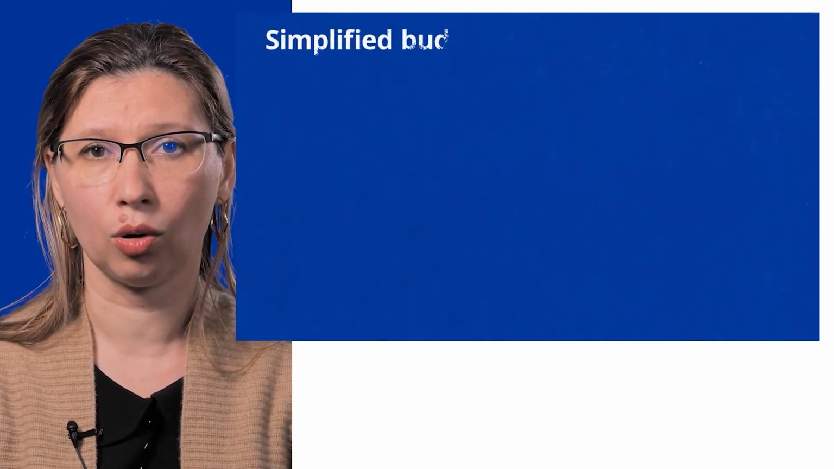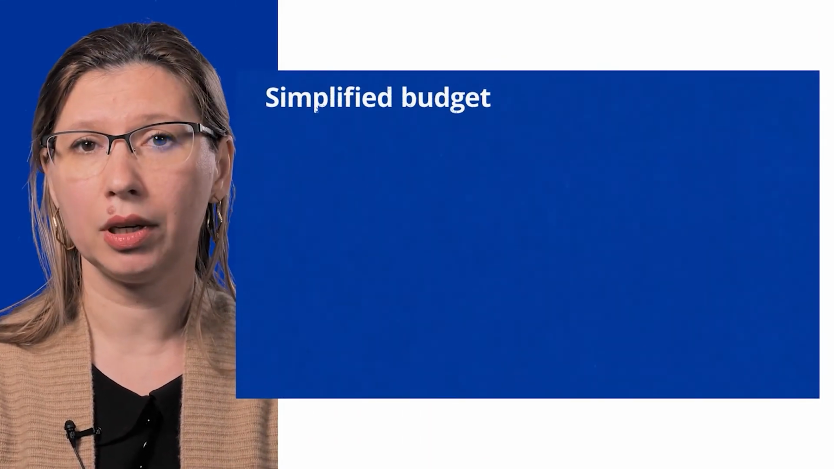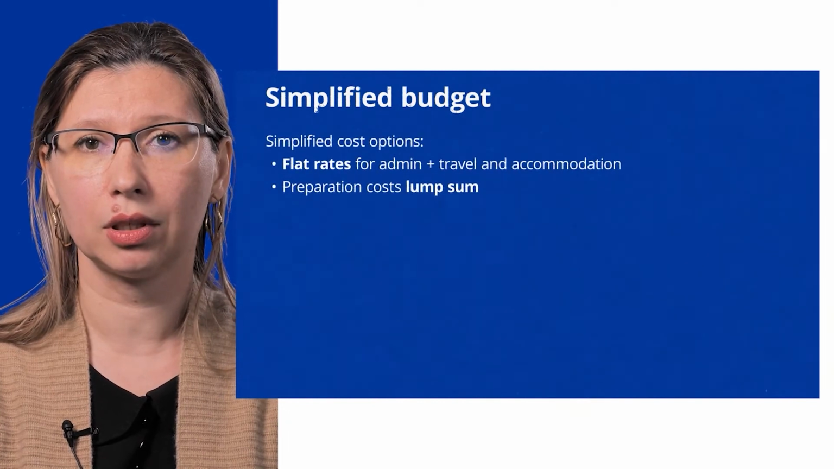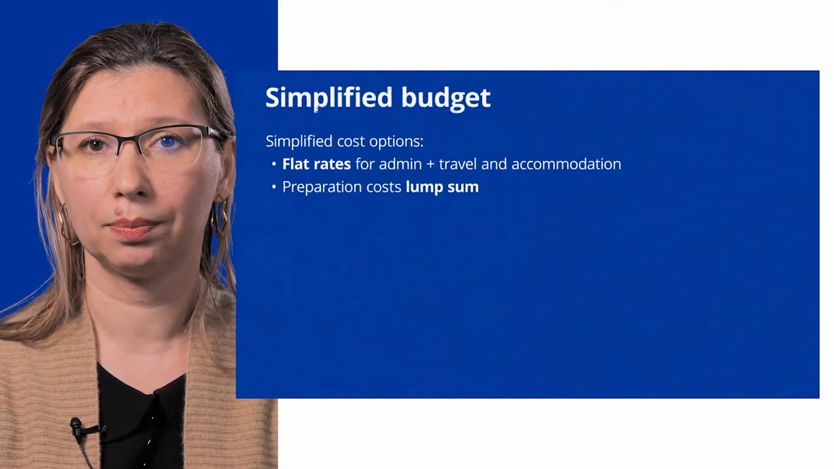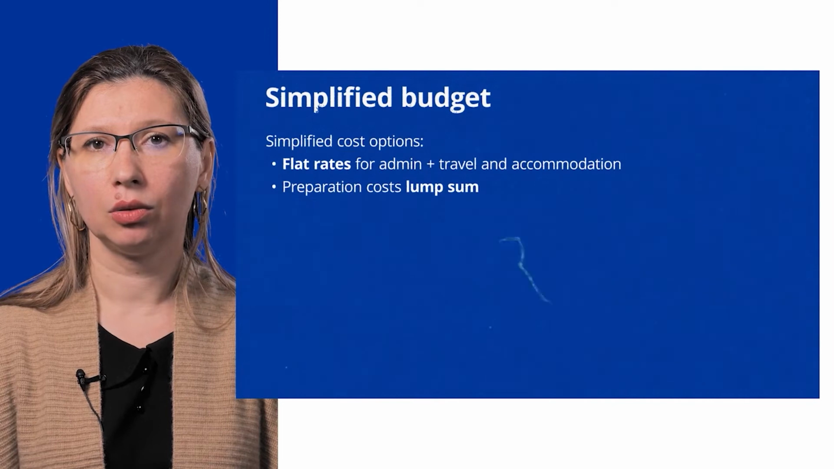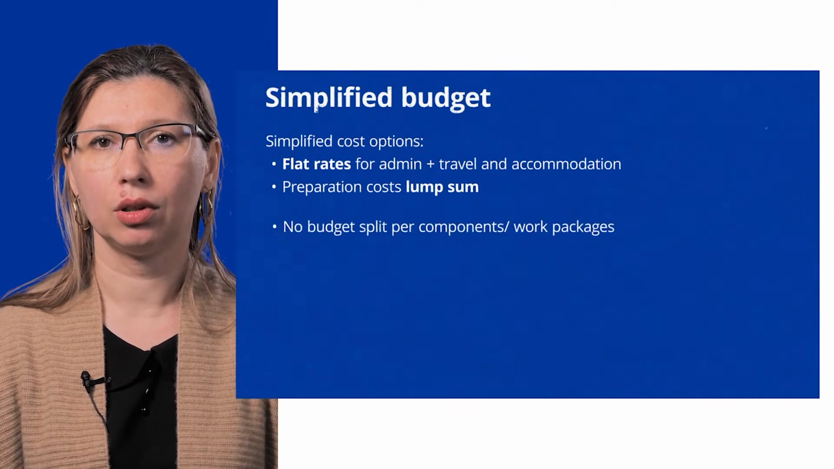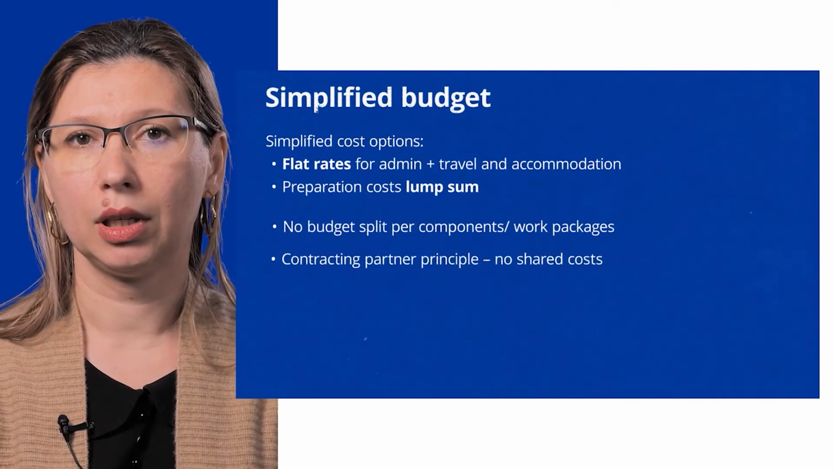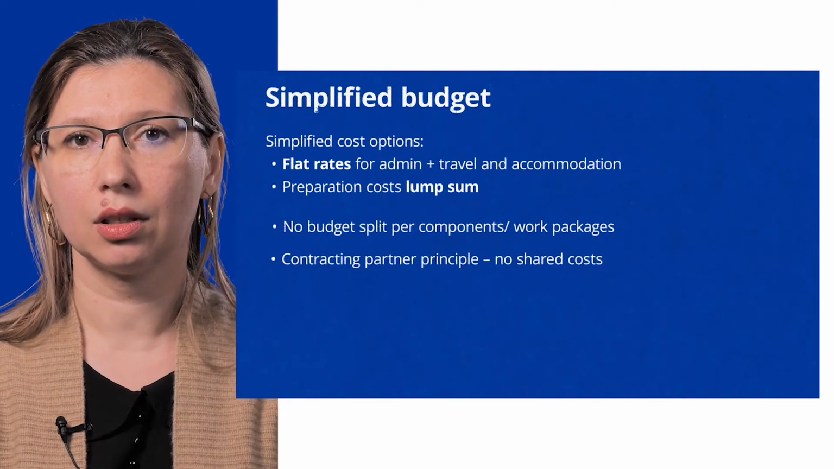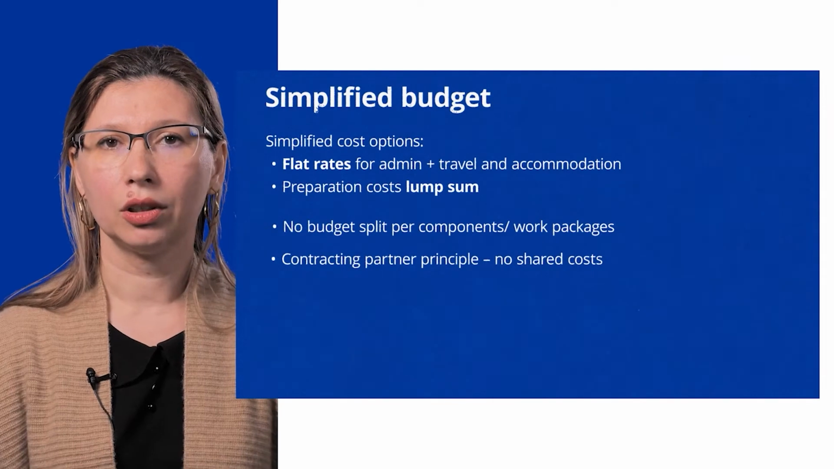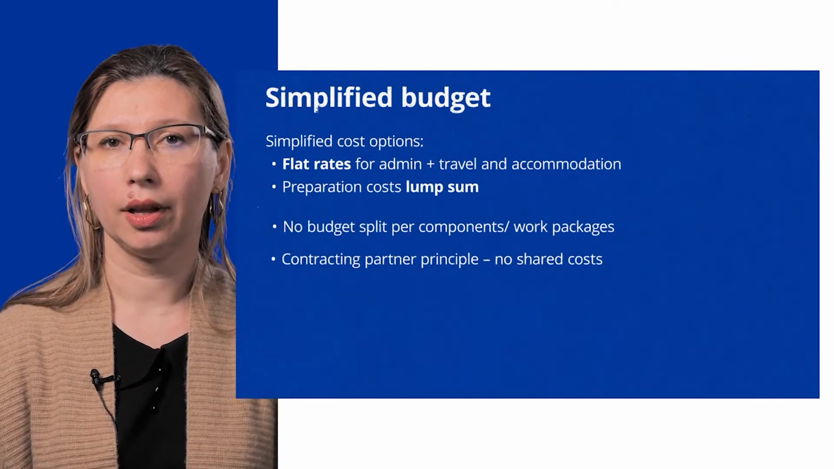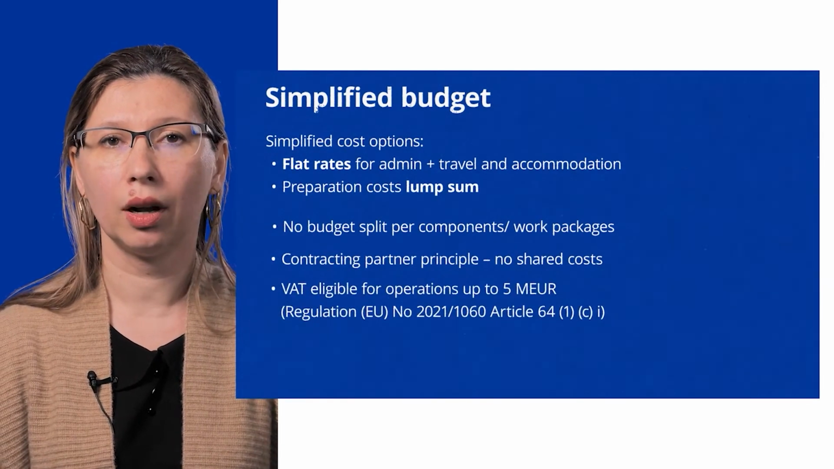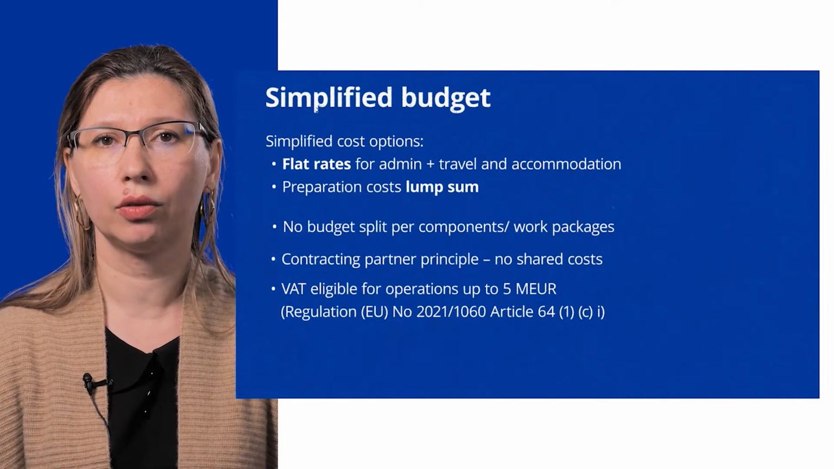We fully embraced the simplification efforts, and office and administration and travel and accommodation cost categories will be reported on flat rates of 15% applied to the staff cost category. As in the previous program, there is no request to further distribute the budget on components or work packages. There is also no possibility to report shared costs on activities among the project partners. Only the contracting partner will budget, actually pay, and report 100% of the expenditure of joint benefit.